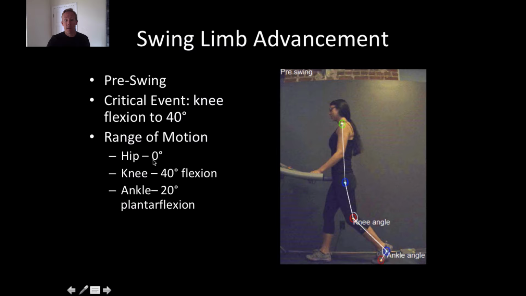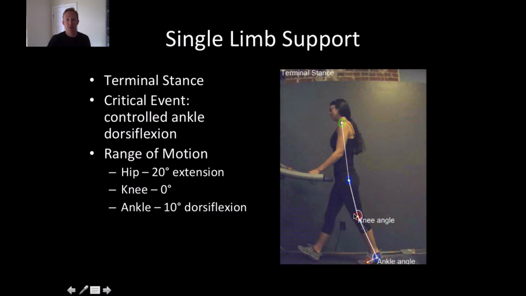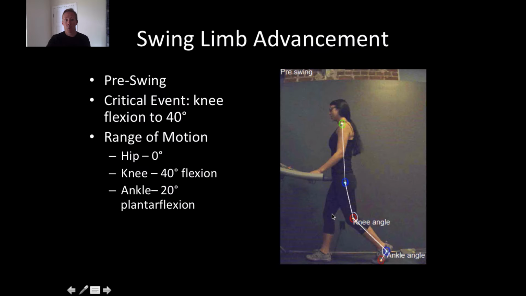The hip is at 0, so the leg is starting to come back forward again, right? In terminal stance, we saw the hip was in 20 degrees of extension. It was farther behind us. But now, because we're in swing limb advancement, we're working on bringing this leg back forward for the next step. Now we see the hip has flexed 20 degrees, so it's back to 0 rather than being in 20 degrees of extension. Our knee is at 40 degrees of flexion, and our ankle is now pointed. It's in plantar flexion because we're going through push-off. We're pushing off the ground, so we have to point our ankle to be able to do that. Okay, so that's pre-swing. What you're really looking for is a knee flexion angle of around 40 degrees.